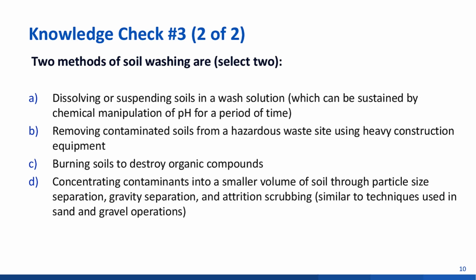Answer A and D are correct. The two methods for washing soil involve dissolving or suspending soils in a wash solution and concentrating contaminants into a smaller volume. B is not correct because removing contaminated soils from a hazardous waste site using heavy construction equipment is excavation. C is not correct because burning soils to destroy organic compounds is called incineration.